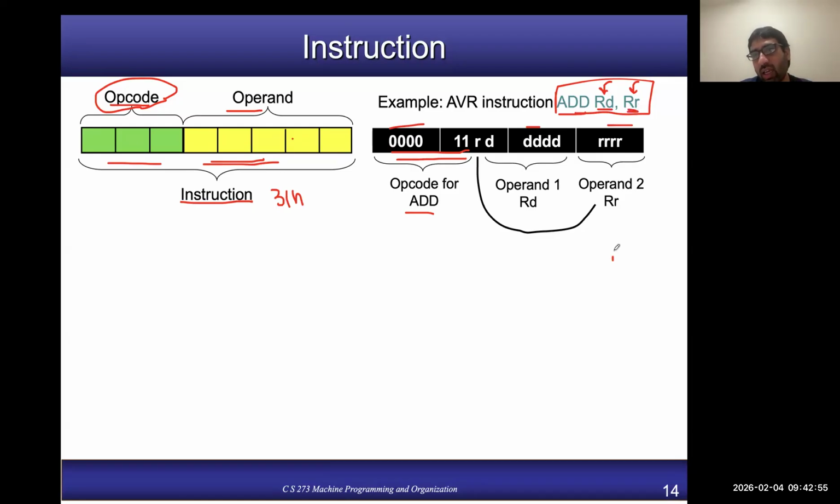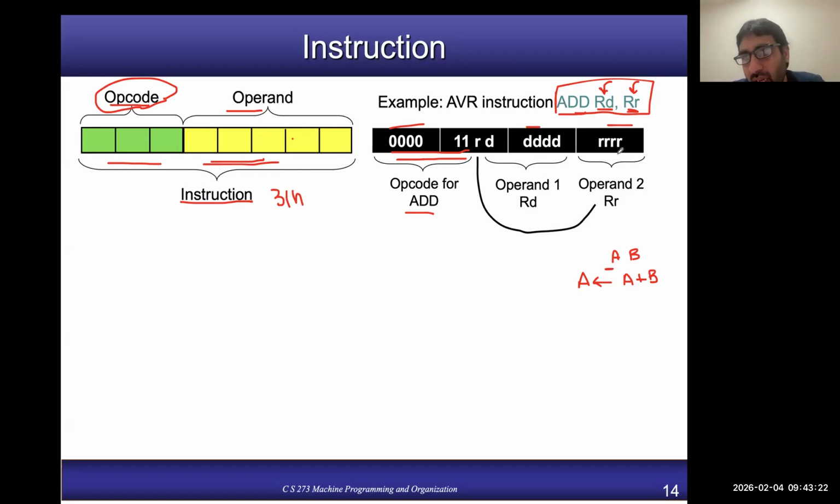So if I say add, I don't want to write the full thing because it takes time, I'm simply writing add A and B. What I'm saying is, add the content of A and B and put the result back in A. So that's why we name A as the destination register and B as the source register. Although both A and B are source registers, A also serves as the destination.